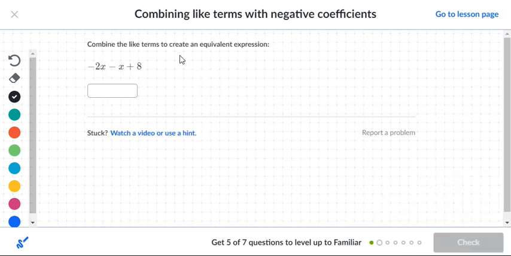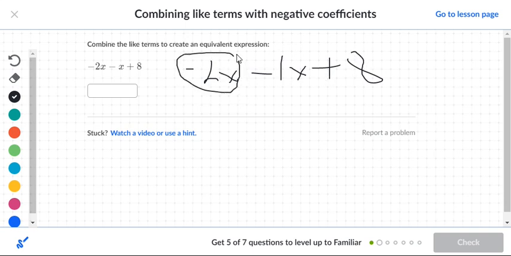Next problem. Here we want to combine like terms. So right here we have a -2x. We have the single x, which you can write down as -1x, and then we have the +8. Notice that these are all x's here, and then notice that the 8, we'll put that in a box, is separate, so we just have to combine these together.